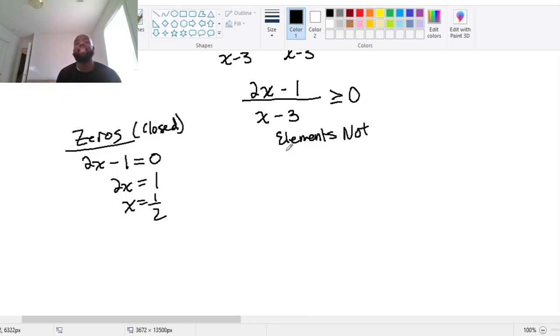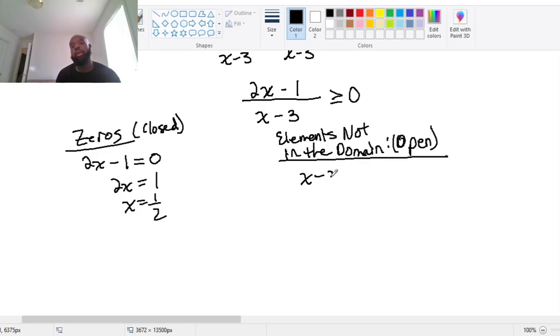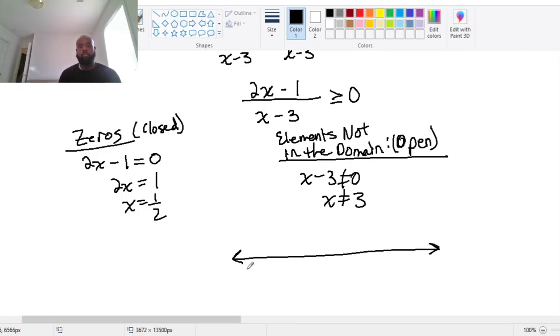Elements not in the domain are always going to be open. All right, they're always going to be open because they're not in the domain, and that's going to be coming from setting your denominator equal to 0, right? And so we know that x cannot equal 3, so I'm going to use an open circle for that one, right? And so I'm going to put 1/2 on my number line and 3 on my number line. I'm going to use a closed circle for 1/2.